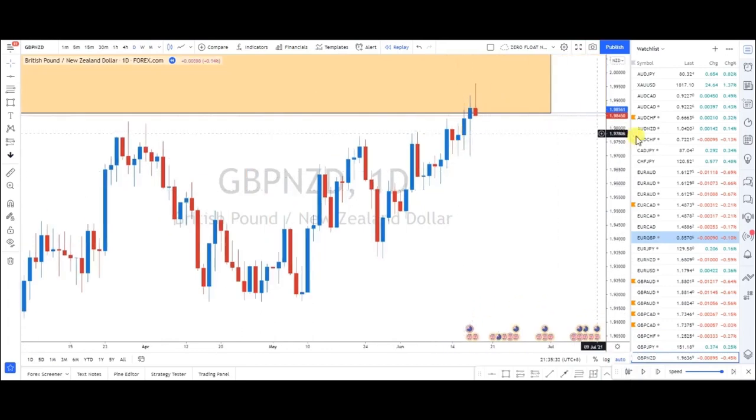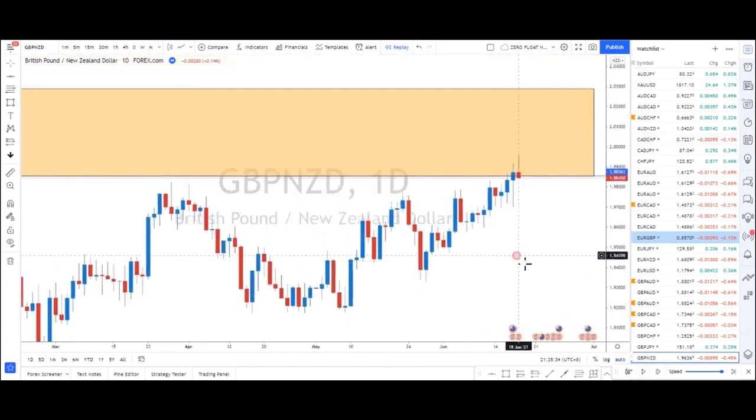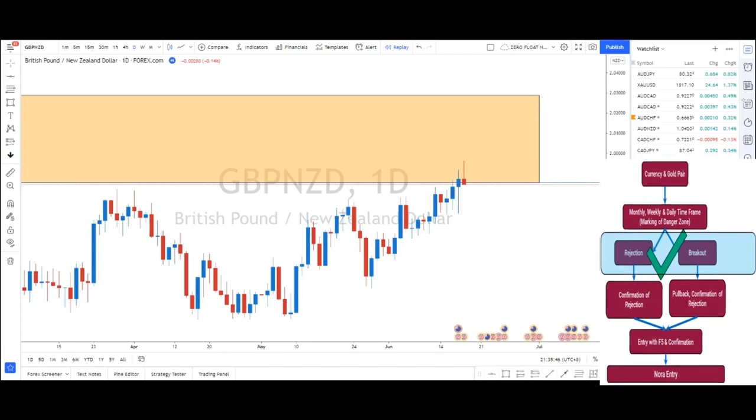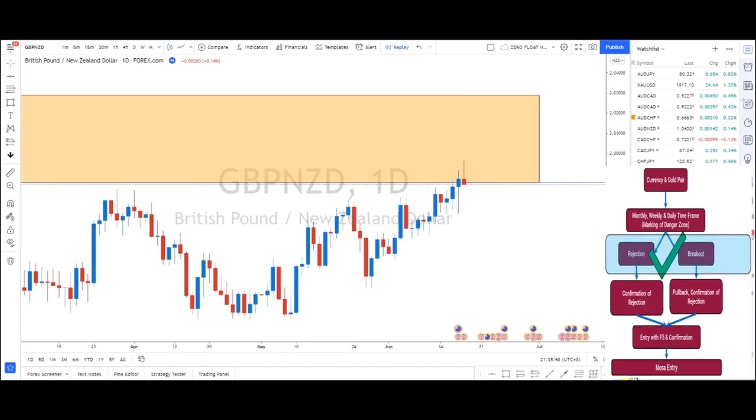Okay, price has already entered the zone. What we should do now is just wait for price to do a confirmation of rejection or it breaks out. If it breaks out, then we wait for a pullback and then wait for confirmation of rejection, and only then we enter.